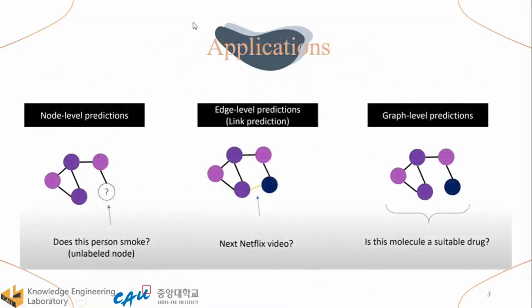So there are several applications of graph networks, which are node level prediction, like trying to predict whether the person in this node is smoking, or edge level prediction, trying to predict a link between two nodes, or whole graph prediction.